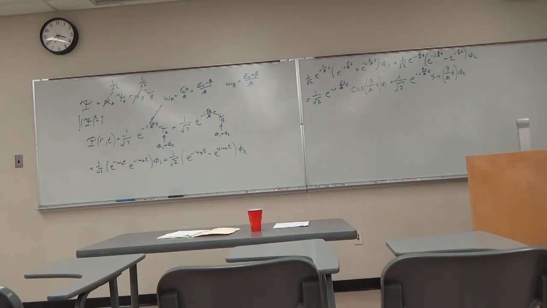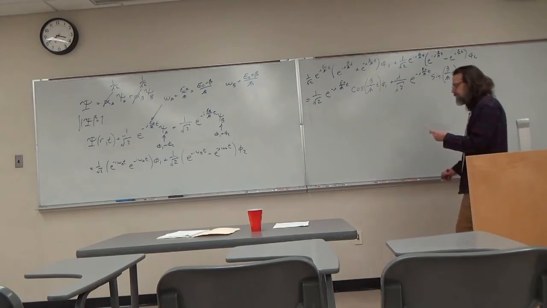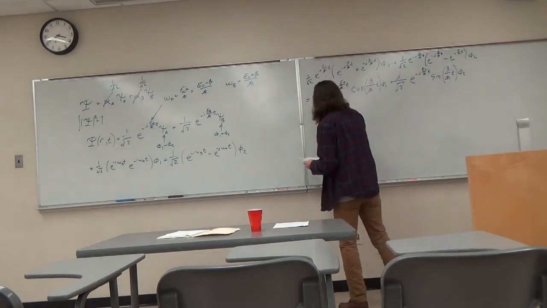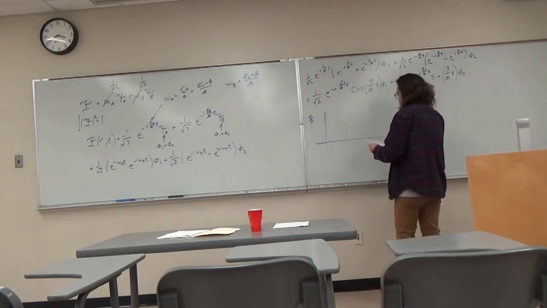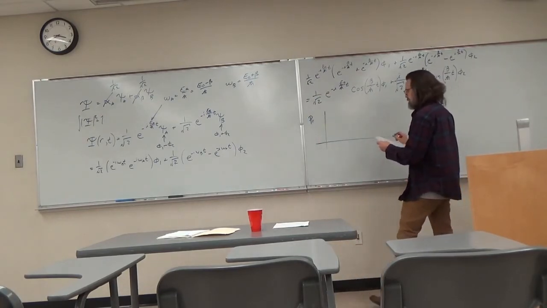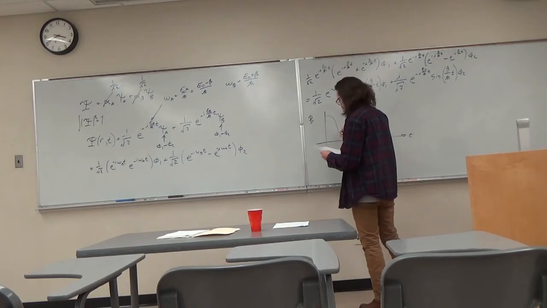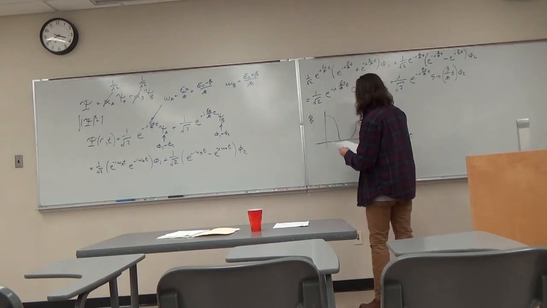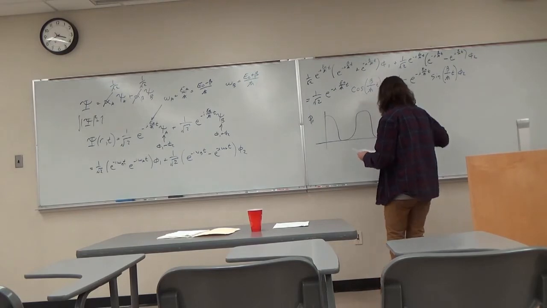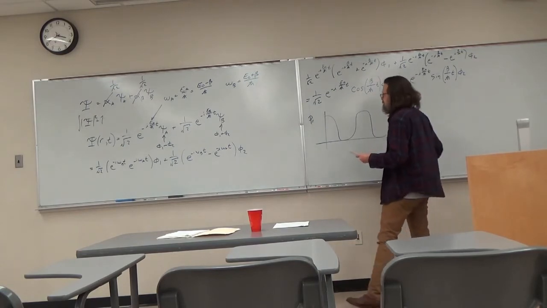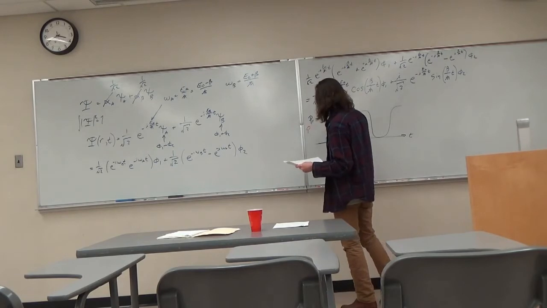And then what this means is that if we look at the probability to be in state 1 or in state 2, meaning atom 1 or atom 2, as a function of time, it will do this. And the probability to be in state 2, or at atom 2, will do this.